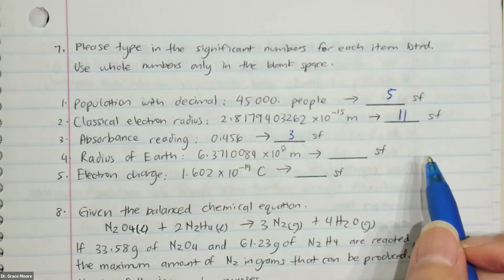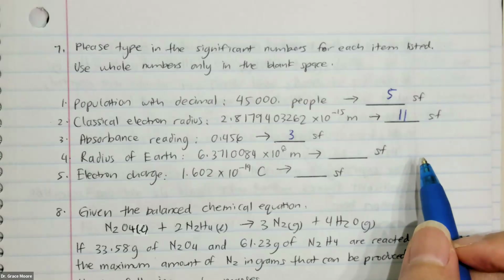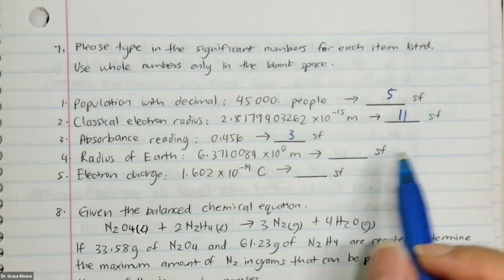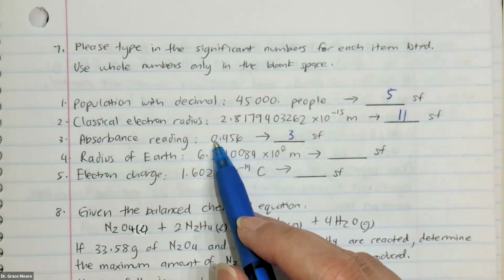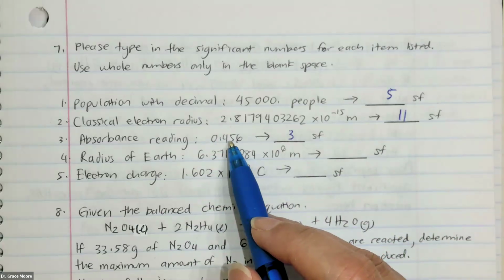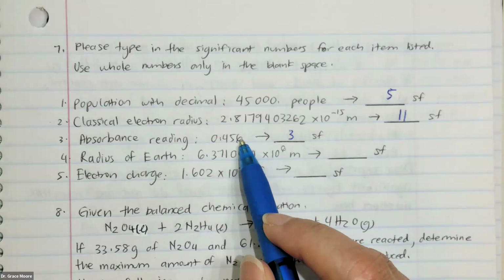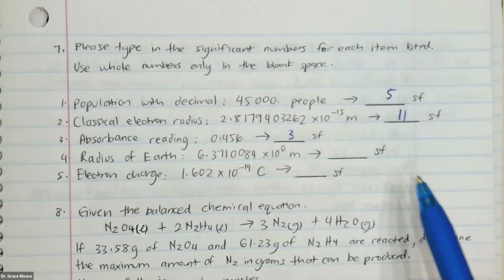And then some people say, well, how do you know if the zero in front counts or not? Usually, if you write the zero in the scientific notation, then it probably counts. If you don't write the zero, like the zero here, if you were to write this in scientific notation, you wouldn't write the zero, you'd write 4.56. So that means I know 4.56, these 3 numbers are significant. That zero is not significant.